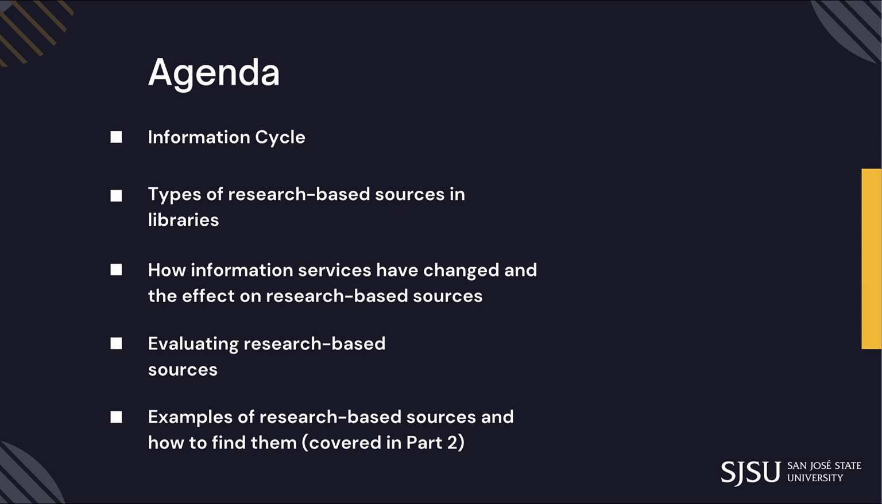Third, we'll look at how information services have changed and how this has impacted the use of research-based sources. Fourth, we'll discuss evaluating research-based sources. And fifth, we'll take a look at some examples of research-based sources and how to find them. This will be covered in part 2, and hopefully it'll give you a clear picture of what to look for when it comes to your upcoming information sources survey assignment.